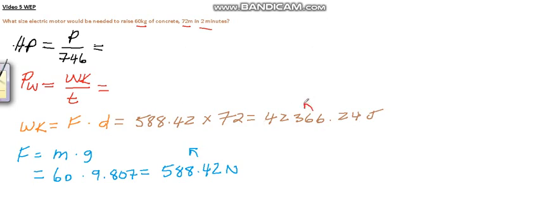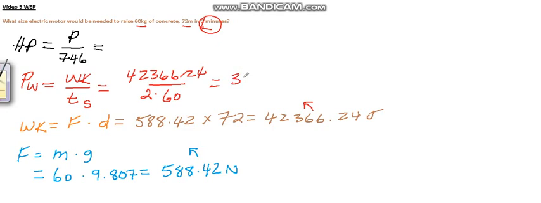And then we can just pop that into the next formula. We say, okay, well, 42,366.24 divided by my time in seconds. It's got to be done in 2 minutes, so we take 2 minutes times 60 seconds per minute, because we need that time in seconds. So 42,366.24 divided by 2 times 60 tells me I have 353.05 watts.